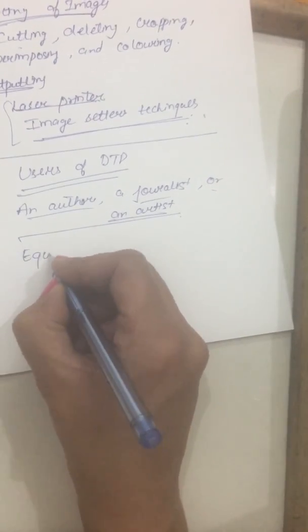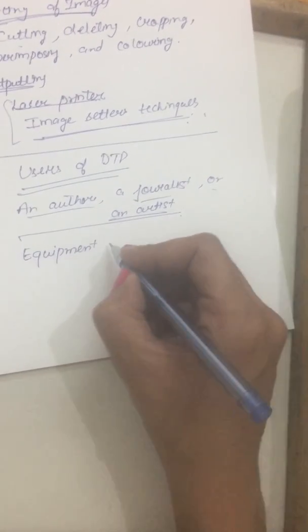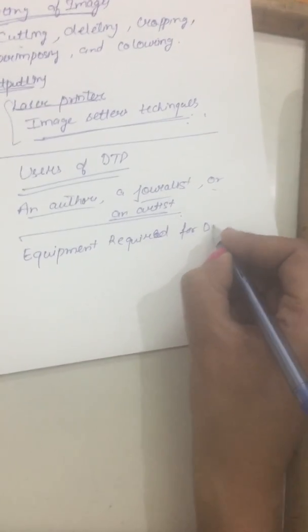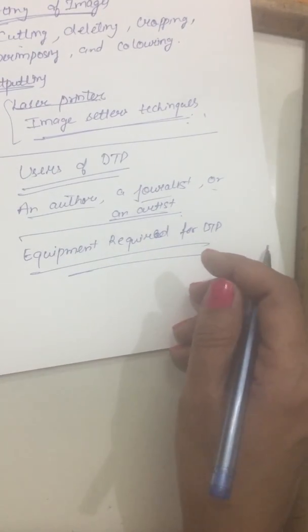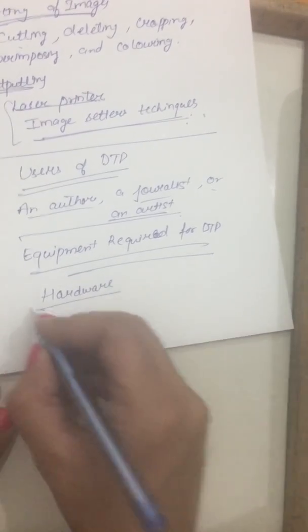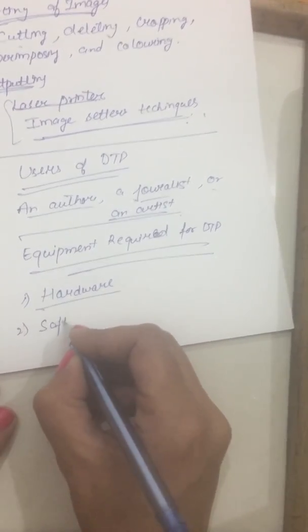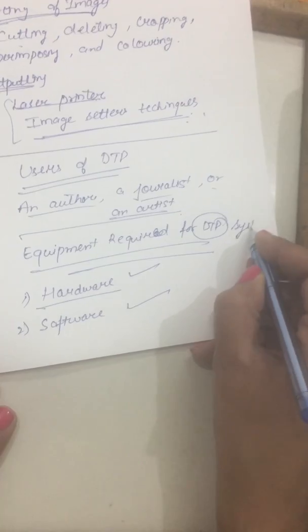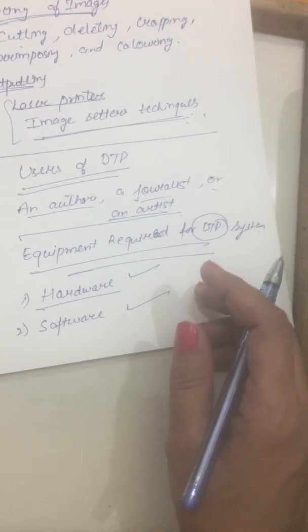The next topic is the equipment required for DTP. Equipment means what are the different types of equipment? There are two types of equipment only. The first is the hardware, the second is the software. There are different types of hardware and software which are used for the DTP system. First we discuss the hardware which is used for the DTP system.